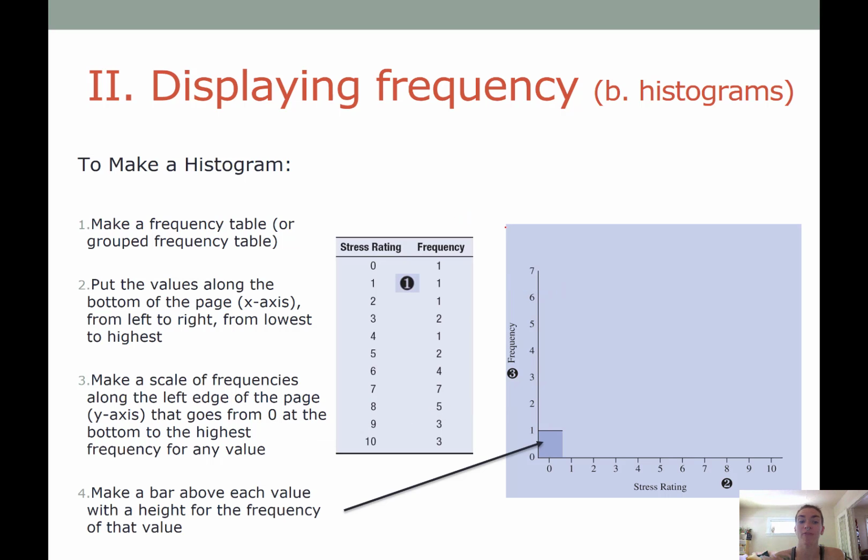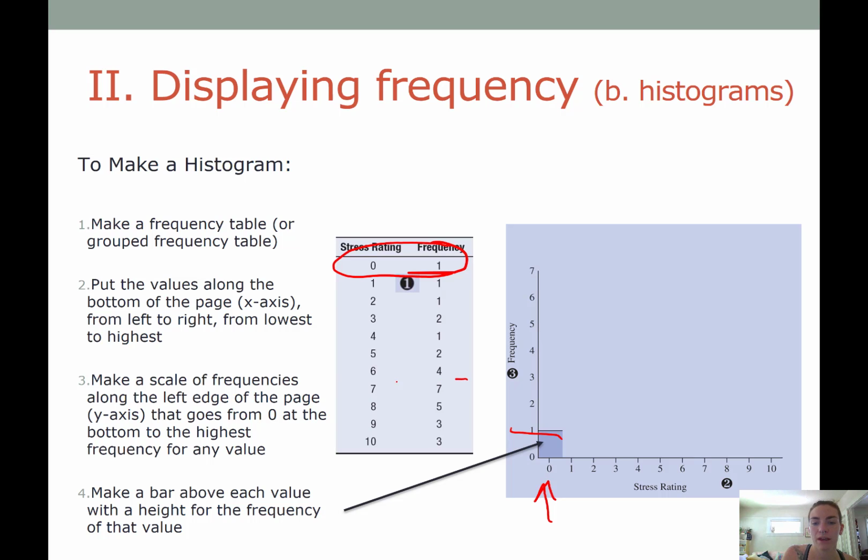Okay, and in step 4, we are going to now start making the graph. And in this step, we put a bar above each value on the x-axis, and that bar should be at the height of the frequency for that possible score. So for example, we see that for a stress rating of 0, we had a frequency of 1, or in other words, one person in our sample said that they had a stress score of 0. So we come over here and we make sure that we have our bar height at 1, above the 0.